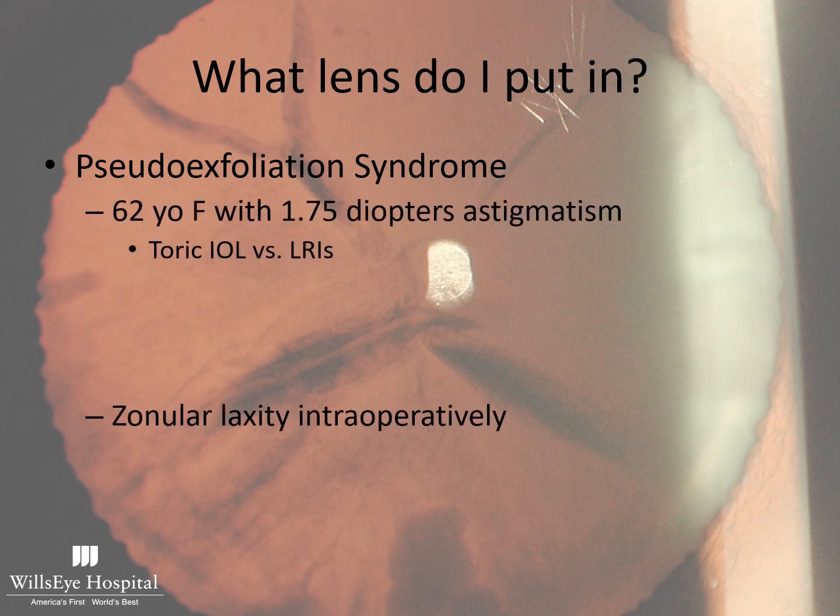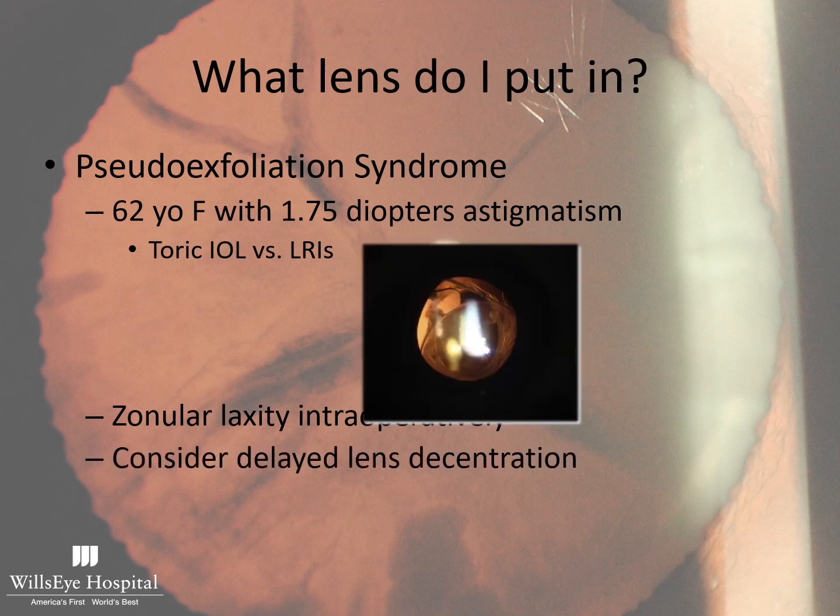So in patients with pseudoexfoliation syndrome, especially if they have astigmatism, we talked about this earlier, but you want to be careful about what lens you put in. In general, it's safer to correct the astigmatism on the cornea if it's amenable to that, although you can only correct maybe about a diopter and a quarter of astigmatism on the cornea with LRIs or arcuate keratotomies. So you could reduce the astigmatism in this patient, maybe not eliminate it completely, but these patients can have delayed lens decentration, and so remember the toric correction is dependent on the axis of where the IOL is, and so this is dependent on rotation.